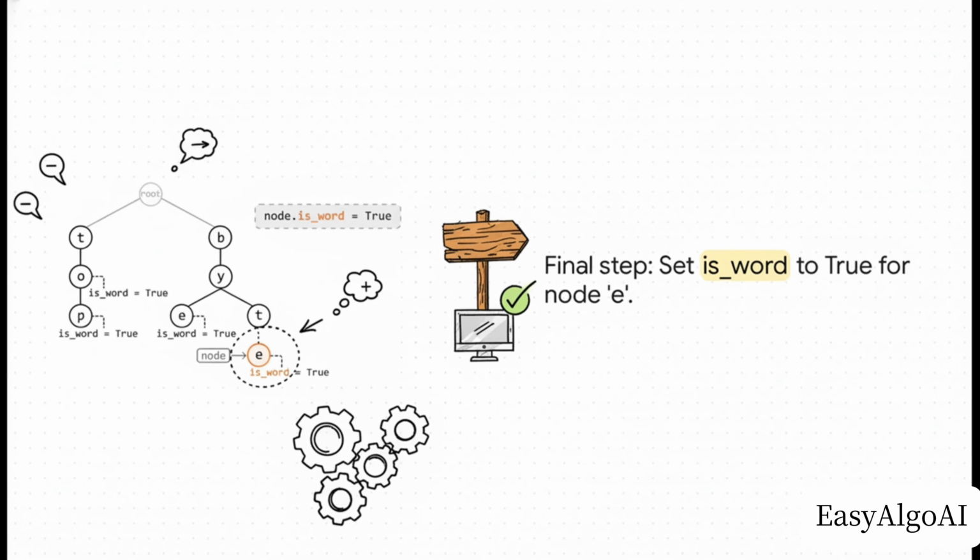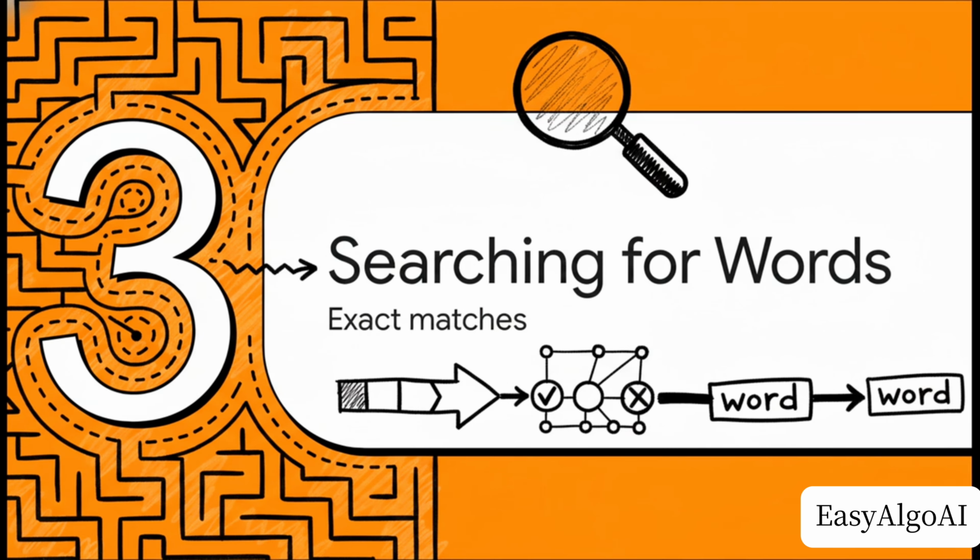Wait, hold on, we aren't quite done yet. We've reached the end of our word, but we have to leave a signpost. Finally, to definitively tell the computer that a valid word ends right here, we flip the isWord attribute to true on that final node E. And just like that, we've successfully stored byte while recycling the entire prefix from by. Pretty neat, right? All right, let's jump into section 3, searching for words.